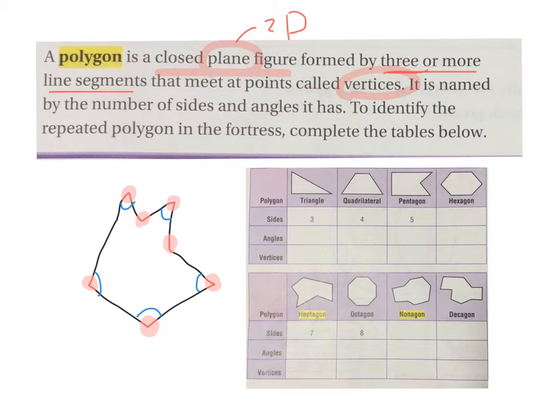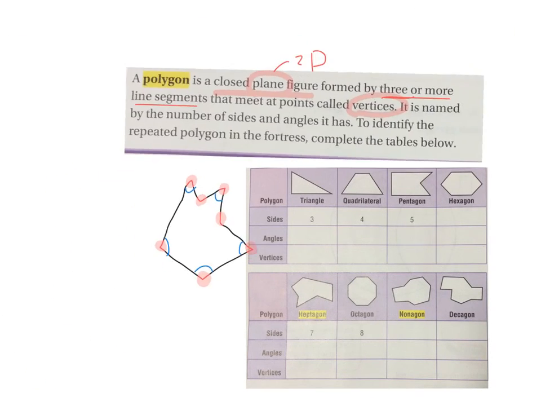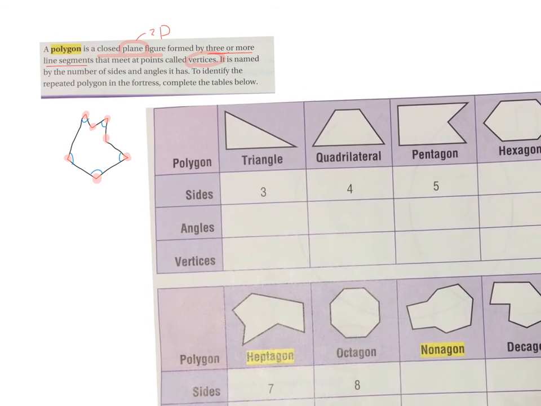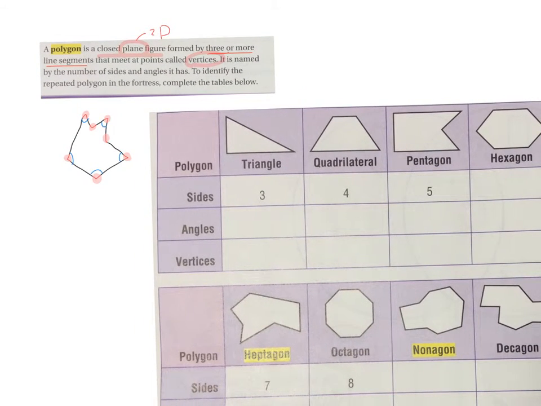Now, polygons are named based on the number of sides and angles it has. Okay, so look at the table below. If a polygon has 3 sides, what do we call it? Okay, so look in the picture of the triangle. How many vertices does it have? Okay, fill it in. Remember I said vertices. How many angles does it have?